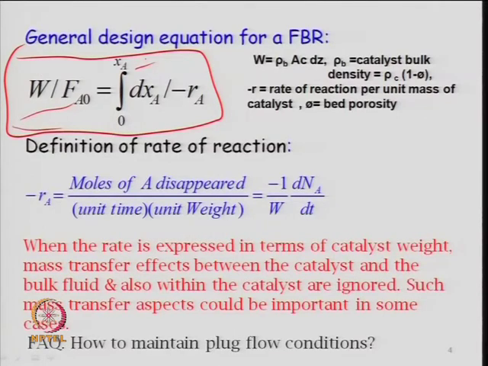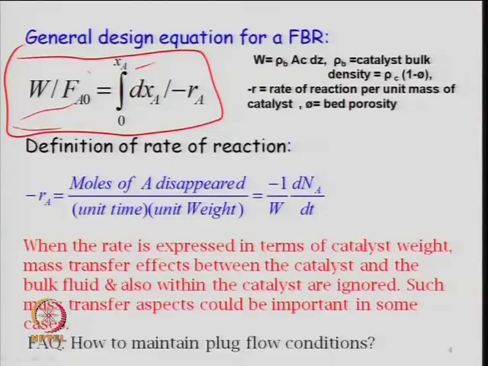given conversion. Because if in the lab scale you have started with 1 gram of catalyst and got 90% conversion, then for the same 90% conversion you would place 1000 grams of catalyst, and this is a parameter which is known as the space time.